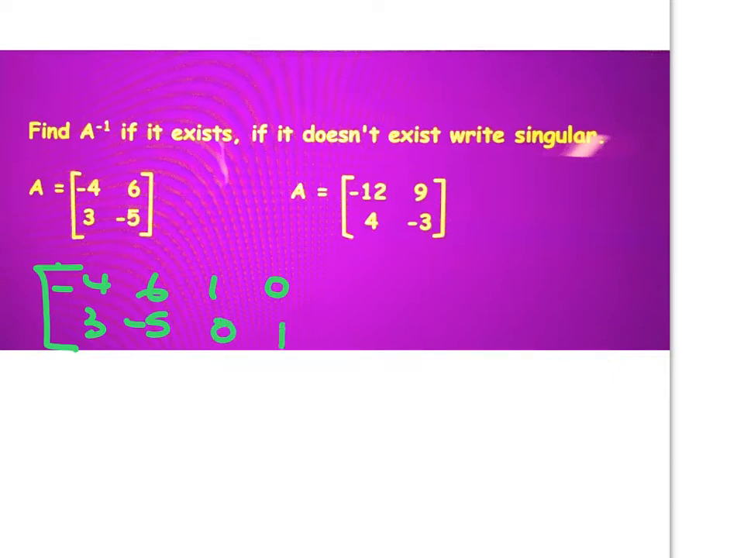It's 1, 0, 0, 1. What I'm going to do is put a little line in the middle there. You don't have to have that if you don't want to. But I'm going to turn this side, the side I started with, into the identity side, which is going to change that side into the inverse is what's going to happen.